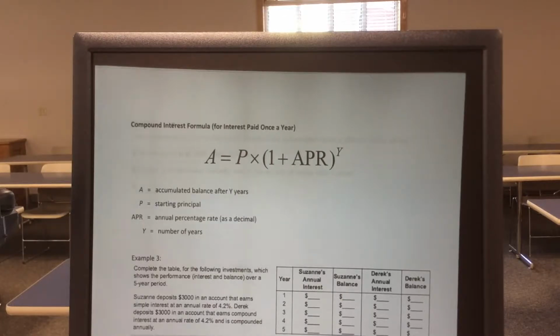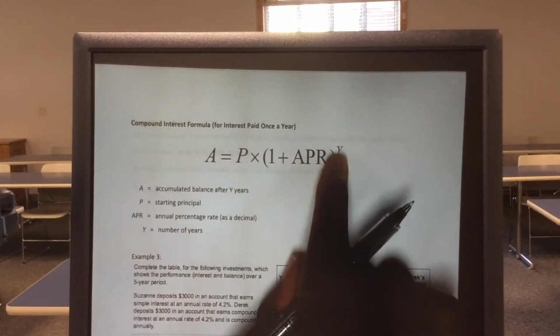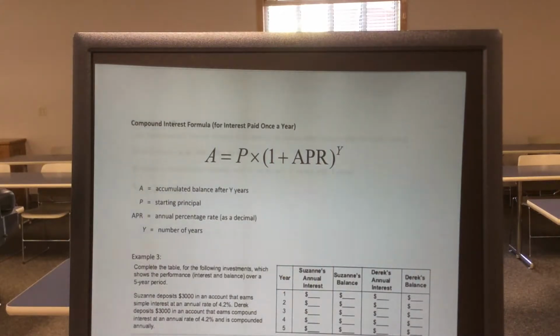The compound interest, or the amount, will be equal to principal multiplied by the quantity of 1 plus APR, and that will be to the power of Y. Here your A is the accumulated balance after Y years. P is the starting principal. Your APR is the annual percentage rate as a decimal, and Y is the number of years.